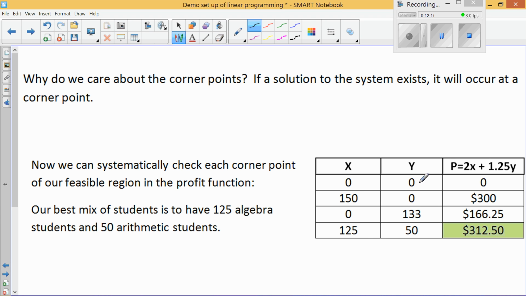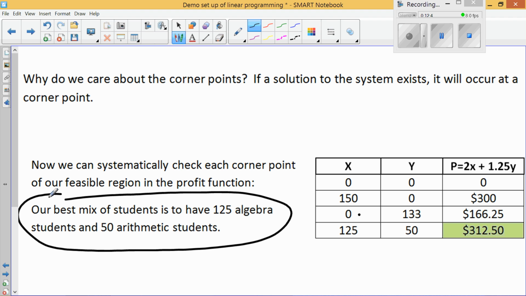So at 0, 0, obviously we're not going to maximize our profit. If we have no students, we have no profit. At 150 algebra students and 0 arithmetic students, we get a profit of $300, which is pretty good. At 0 algebra students and 133 arithmetic students, our profit's only $166. And then at the 125 and the 50, we actually exceed our $300 profit and get a profit of $312.50. So that's our best mix of students. So what we're looking for with these problems, again, is what's the optimal product mix.